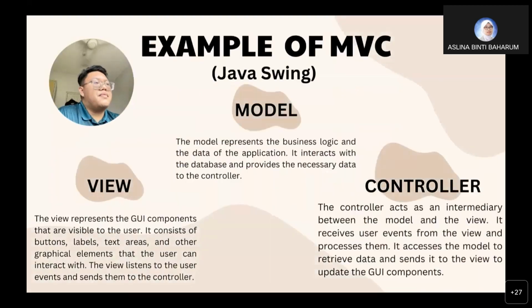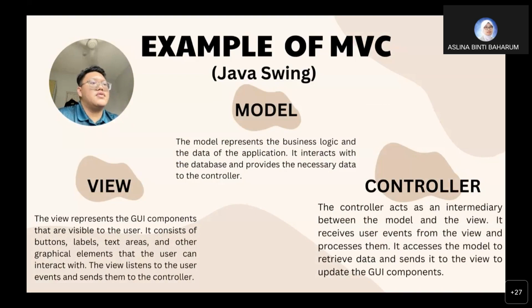So for my part, I will explain examples of MVC. The first example of MVC is Java Swing. We look at the view first. View represents the GUI components that are visible to the user. It consists of buttons, labels, text areas, and other graphical elements that the user can interact with.